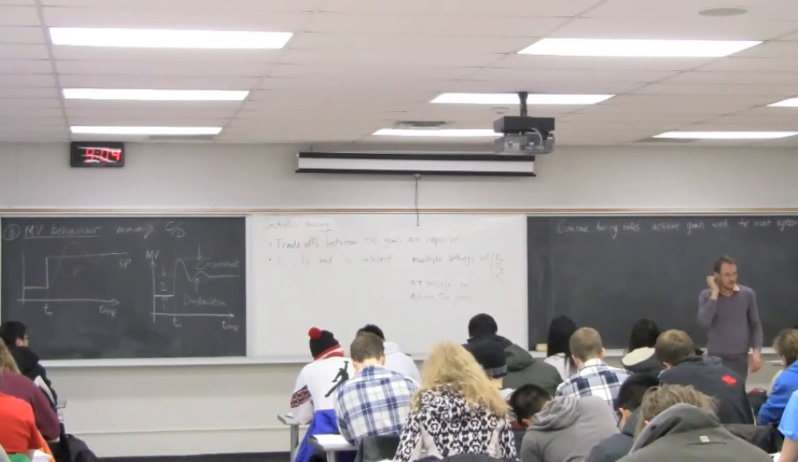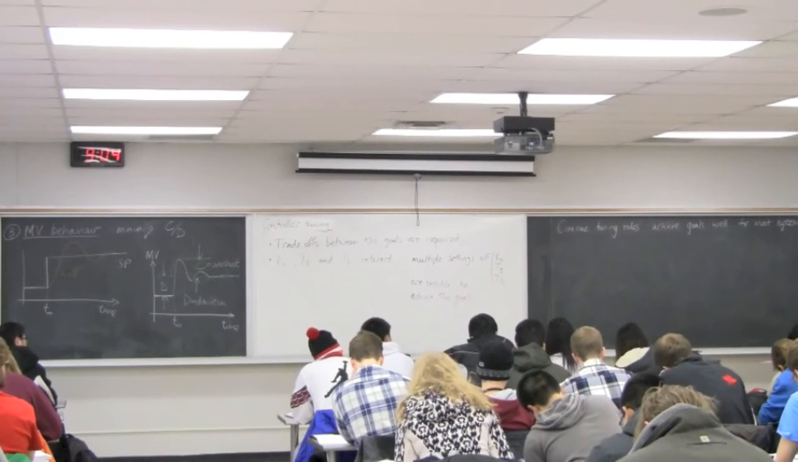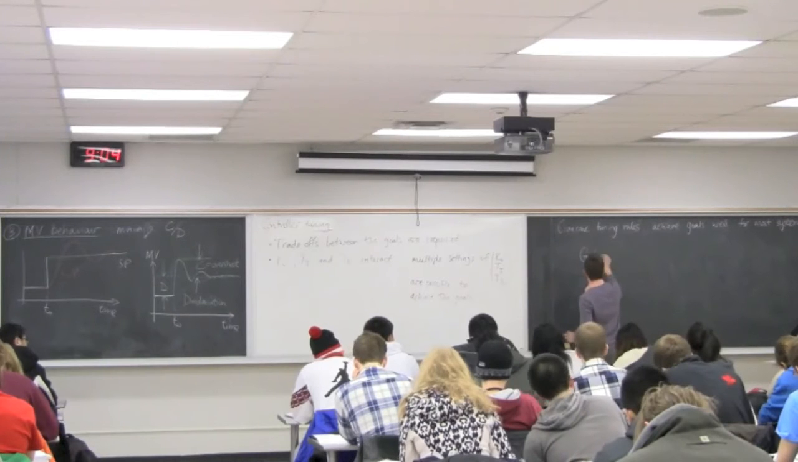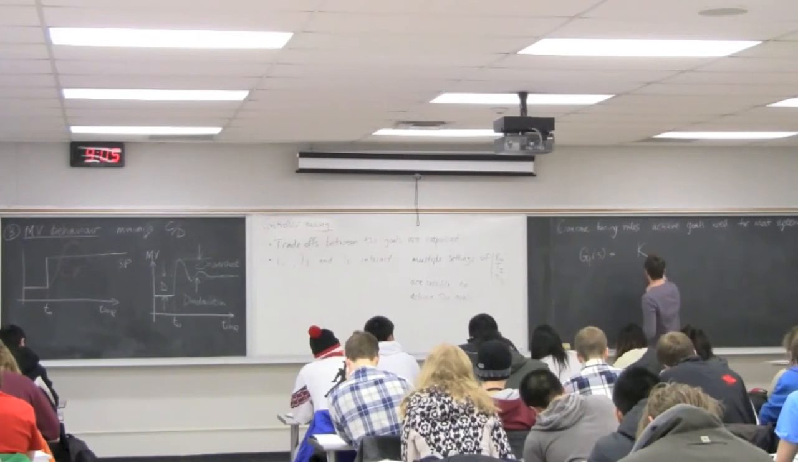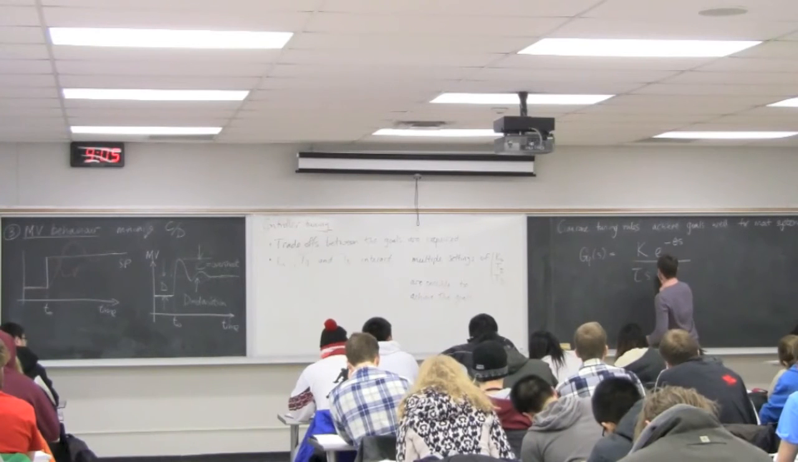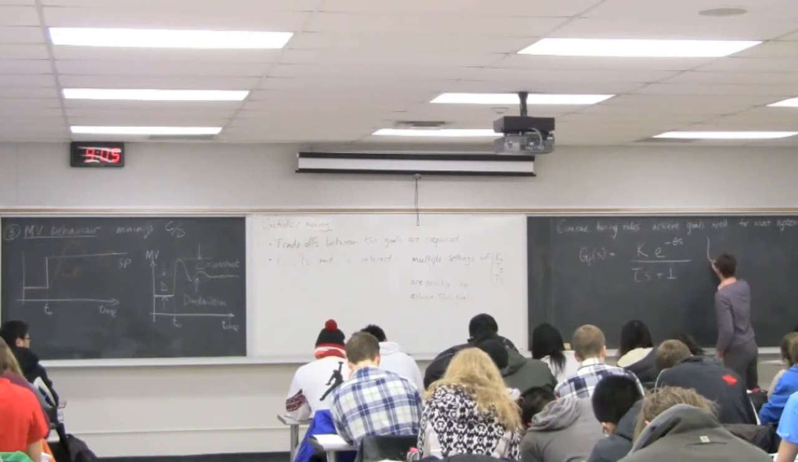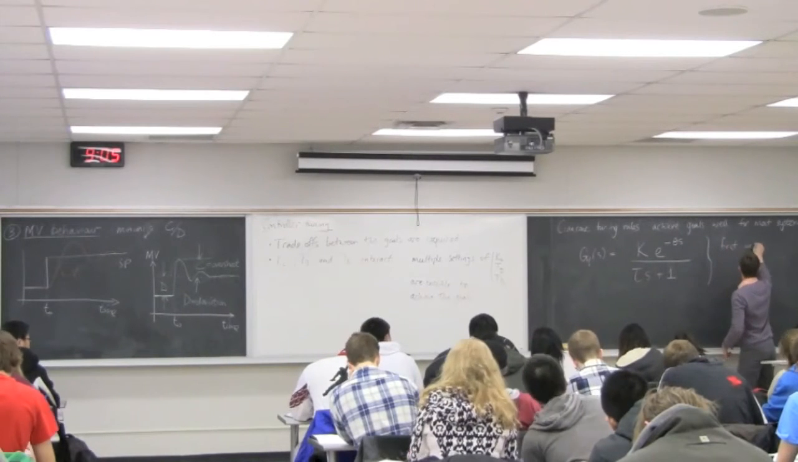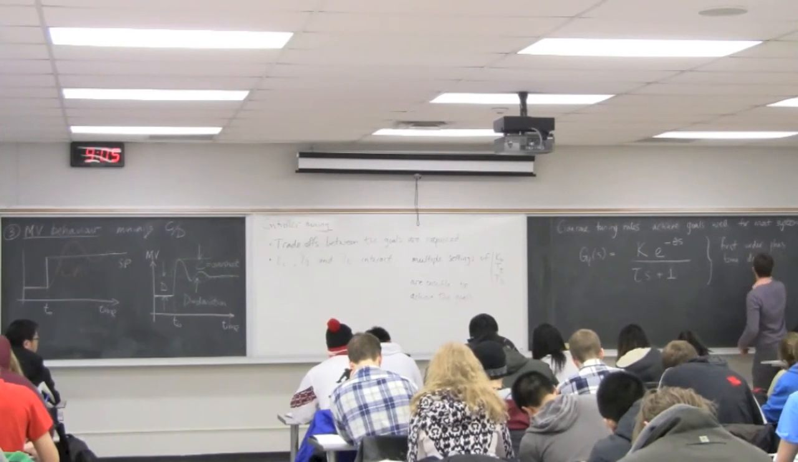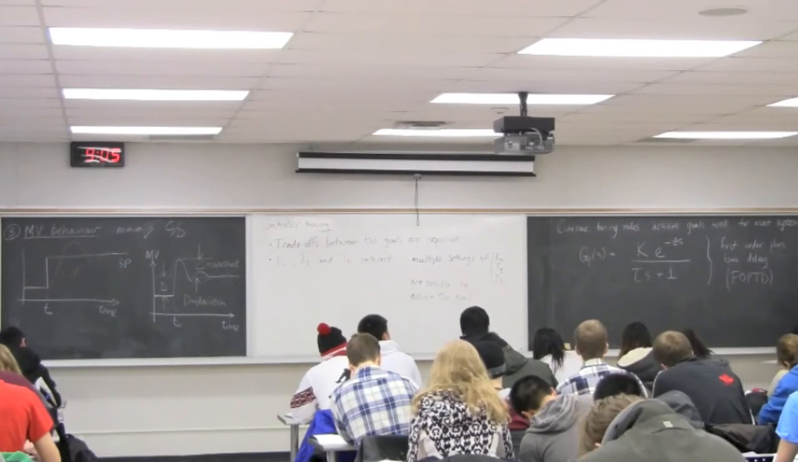So let's take a look though. In order to achieve those goals well for most processes, they have to make some assumptions. And the one assumption that they make that's important to understand is that GP of S is equal to a gain K e to the minus theta S divided by tau S plus 1. And this we call a first order plus time delay system, FOPTD. First order plus time delay system.